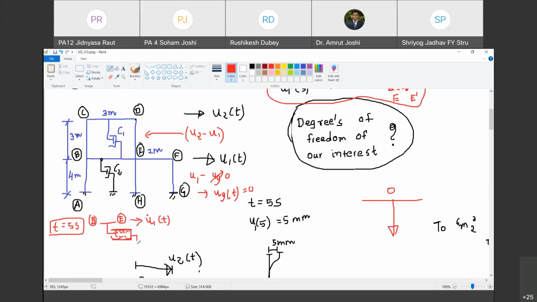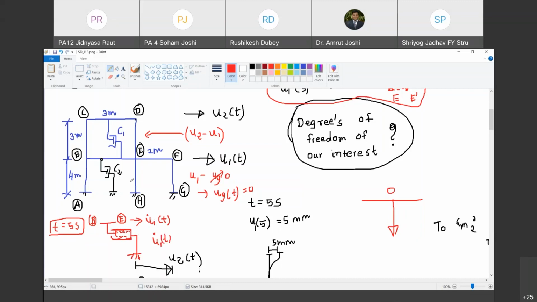Let us see. It is connected to the ground. Is the ground stationary? Yes. As the ground is stationary, the cylinder is also stationary. So the force in this cylinder is on account of this velocity u1 dot of t. Do you agree with me? Yes, sir. So we have understood now what causes force in C2.